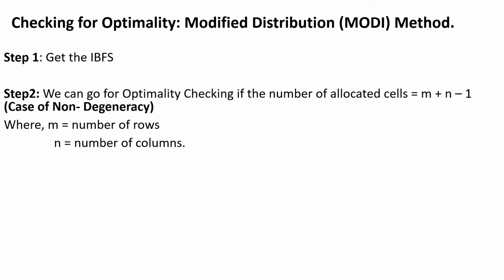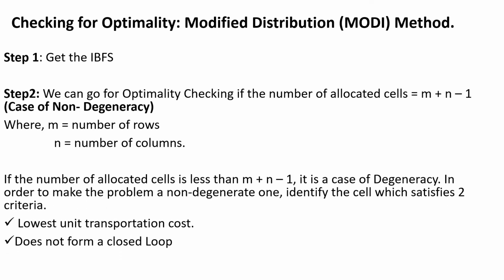Now we can go for optimality checking by the MODI method if and only if the number of allocated cells equals m plus n minus 1. What does m stand for? m stands for the number of rows, n stands for the number of columns, right? If the number of allocated cells is less than m plus n minus 1, it's a case of degeneracy. In order to make the problem non-degenerate, identify the cell which satisfies two criteria, that is, lowest unit transportation cost and does not form a closed loop.